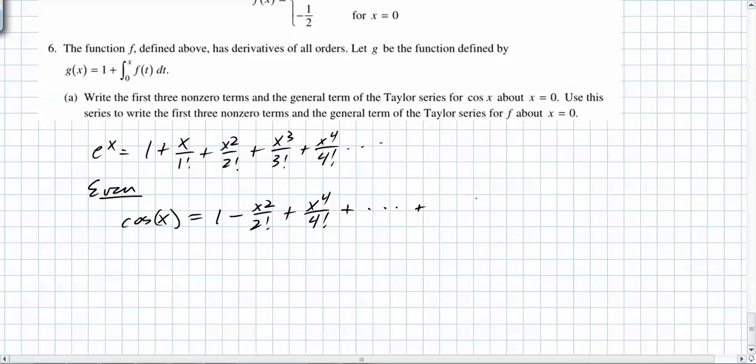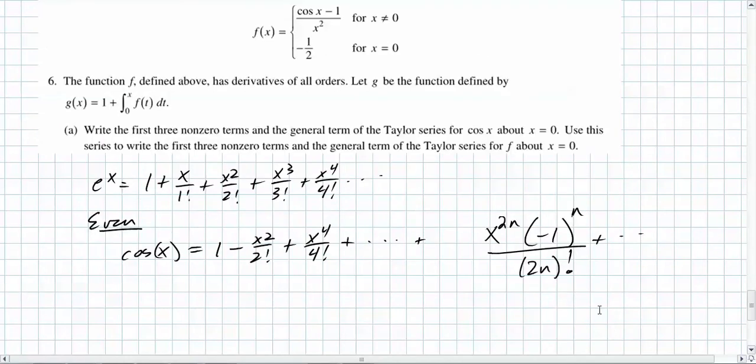X to the 2n times negative 1 to the n, right? All over what? 2n factorial. Yeah. Good job. You could write it out like that, and you would get the 2 points.